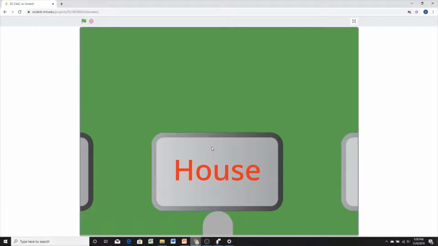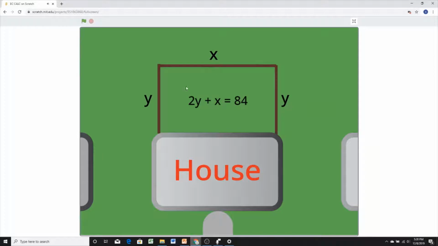So how we set it up is that since we know it's a rectangular area of a backyard bordering on one side of the house, the fence will probably look something like this. And then because these two are the same length, we can assign those both to y, and we can assign the remaining side to x. And that can also let us develop this equation, which is this side plus this side equals 84, which is the amount of feet of fence we were given in the beginning.